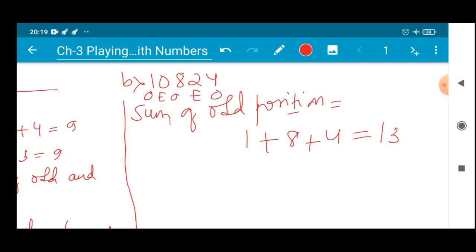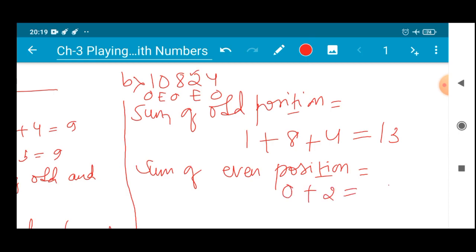So this is the number which is there in odd place value, that is in odd position. Similarly, the sum of even position. What are there in even position? In even position we have 0, then we have 2. 0 plus 2 is 2.